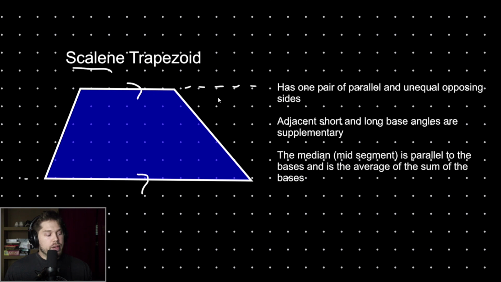Hopefully you guys remember that if we have a transversal between a set of parallel lines, then we have something called same side interior angles, and same side interior angles are supplementary. They sum to 180 degrees, and so that's why this property appears in trapezoids.